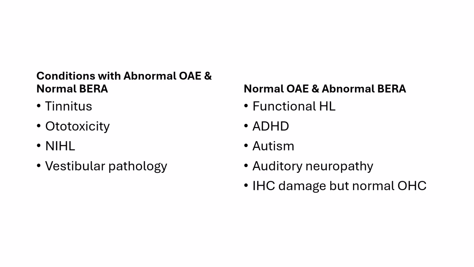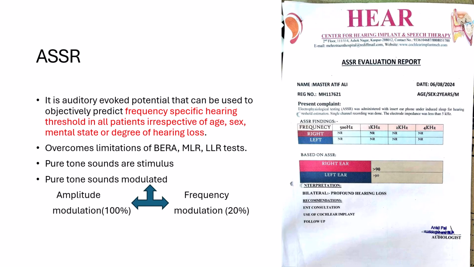Whereas there are cases wherein the OAE is normal but there is abnormality in BERA. For example, in functional hearing loss, then ADHD, autism, auditory neuropathy, and IHC damage, that is inner hair cell damage, but not outer hair cell damage.